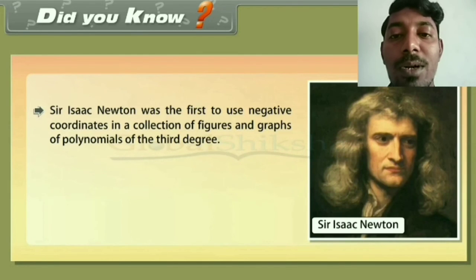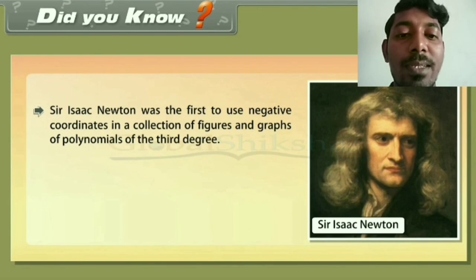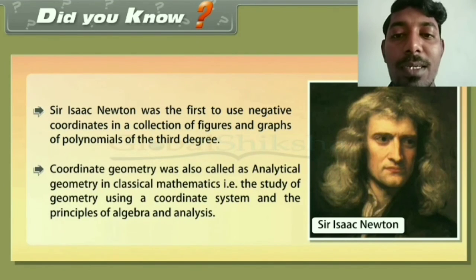Did you know? Sir Isaac Newton was the first to use negative coordinates in the collection of figures of graphs of polynomials of the third degree. Here we can see the picture of Sir Isaac Newton. Coordinate geometry is also called analytical geometry in classical mathematics. It is the study of geometry using a coordinate system and the principles of algebra and analysis.